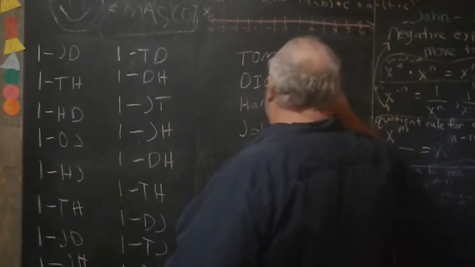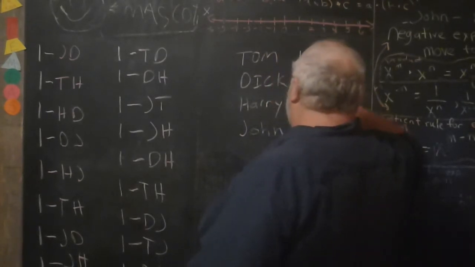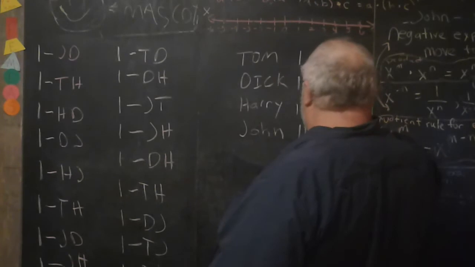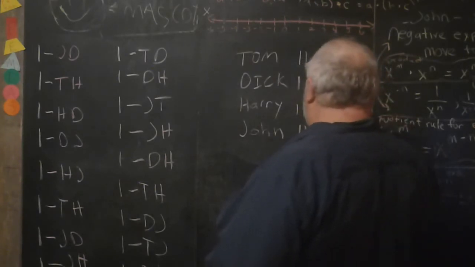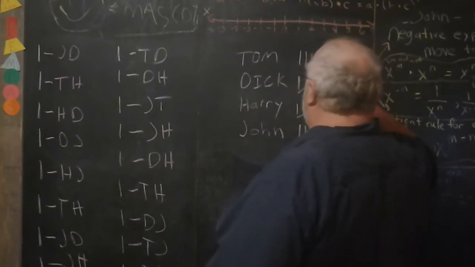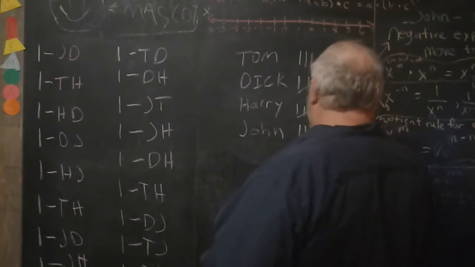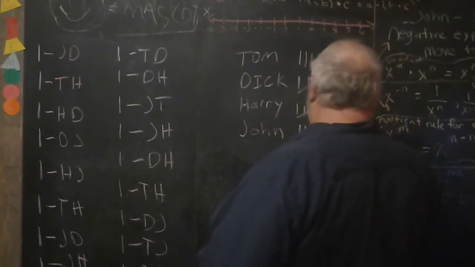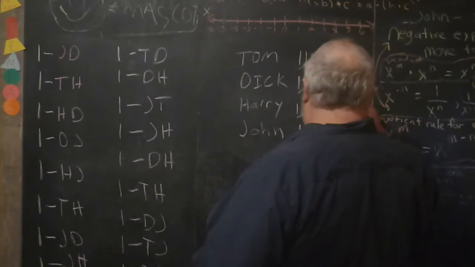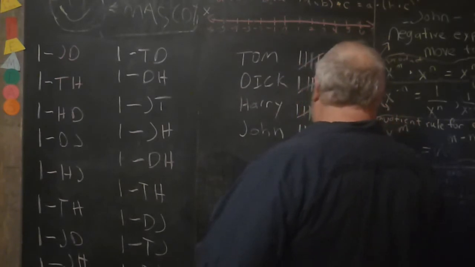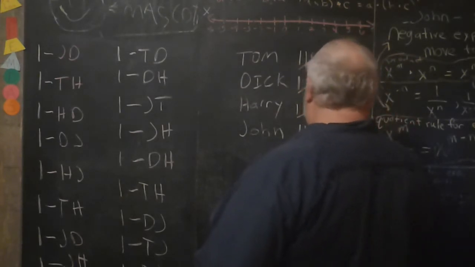JD. JD. TH. TH. HD. HD. DJ. DJ. HJ. HJ. TH. TH. JD. JD. JH. JH. TD. TD. DH. DH. JT. JT. JH. JH. DH. DH. TH. T H DJ. D J TJ. T J DJ. D J. That's it. Is that it?